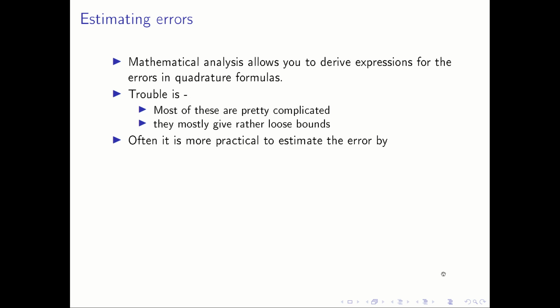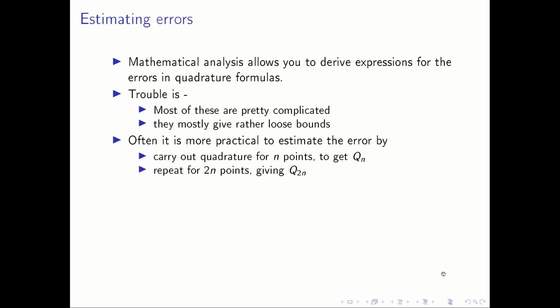So often it is more practical to estimate the error by following these steps. Carry out the quadrature, some quadrature which we are calling Q, and we carry it out for n points. So we get a result which I am calling Qn for the time being. Then we repeat the quadrature, but this time for 2n points. So this gives me Q2n as a result.